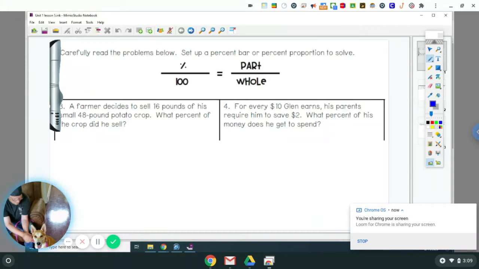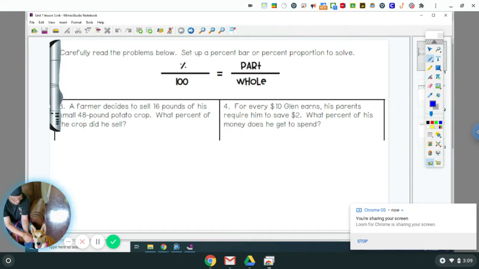Okay, so this is a video for Honors 6th grade, and it's finding the percent when given the part and the whole using a proportion setup. Okay, so a farmer decides to sell 16 pounds of his small 48-pound potato crop. What percent did he sell?